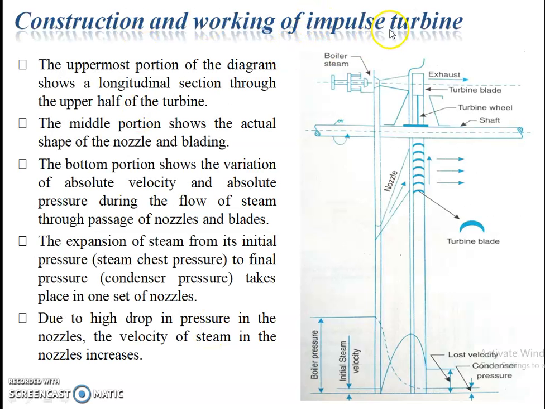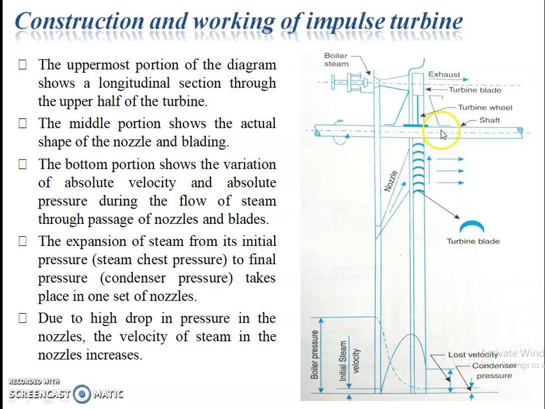Regarding the construction and working principle of the impulse turbine, the uppermost section of the diagram is the longitudinal section through the upper half of the turbine. The middle portion of the diagram shows the shape of the nozzle and blade section. The bottom portion is the variation of absolute velocity and absolute pressure during the flow of steam through the passage of the nozzle and blades.